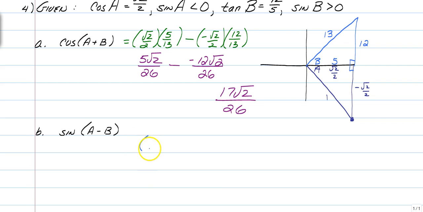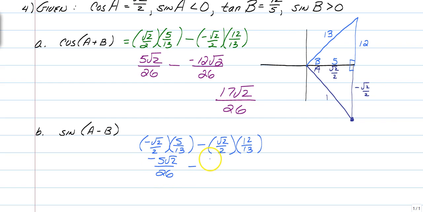So if you went and said negative square root of 2 over 2 times 5 over 13, and then we should have minus the square root of 2 over 2 times 12 over 13, then you have simplified everything correctly. But this time, you'll notice that this was not over here with a negative. The negatives have switched. So after you simplify, you'll have a negative 5 root 2 over 26 minus 12 root 2 over 26. And this time we end up with a negative 17 root 2 over 26.